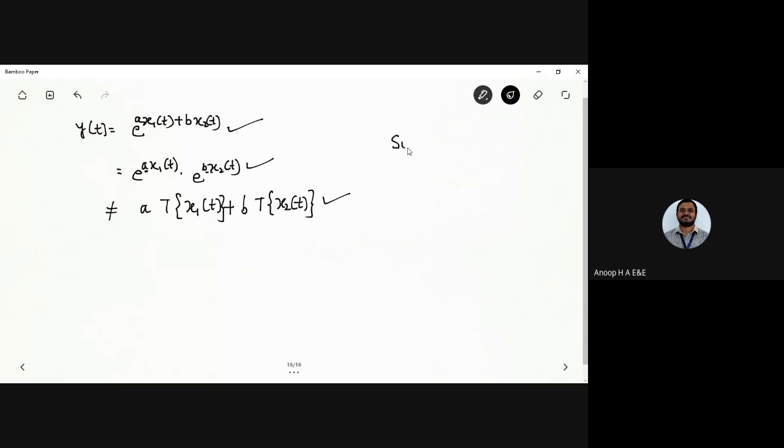We are going to say the system is non-linear. Observe what I did. The system is said to be non-linear. Okay, the second property we have is time invariance.